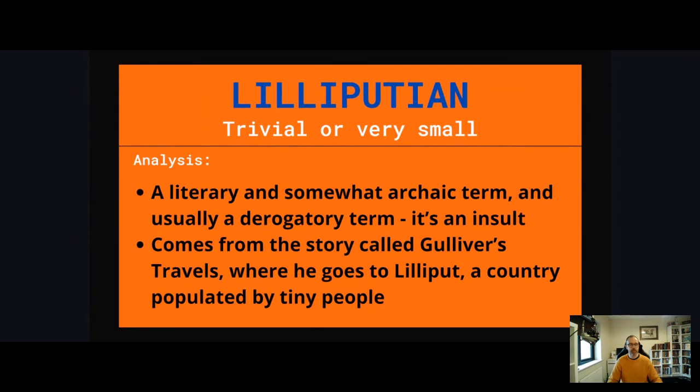Our next word, and our last word in the advanced exam section, is Lilliputian. This is something trivial or very small. Now it's a literary term, it's quite old, it's somewhat archaic, and it's usually a derogatory term, so it is an insult. Again, be careful how you use it. It comes from the story Gulliver's Travels, where Gulliver goes to Lilliput, a country that's populated by tiny people.